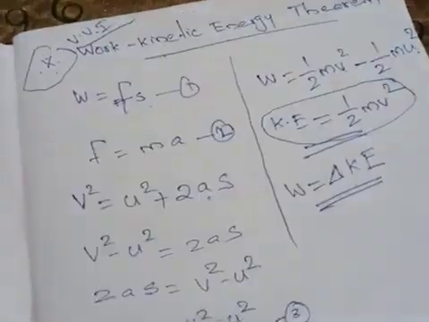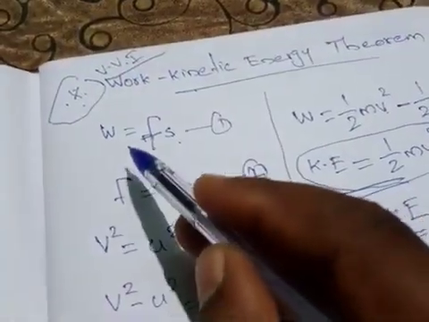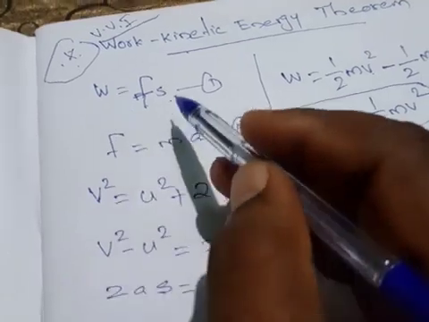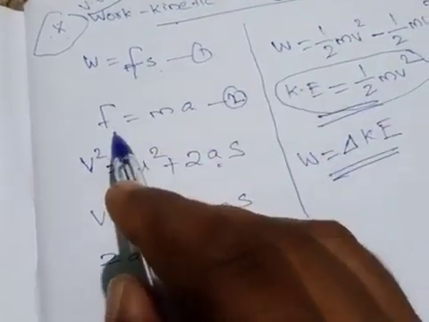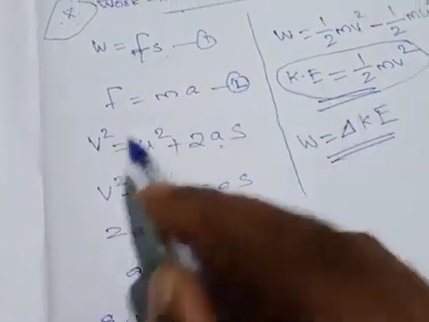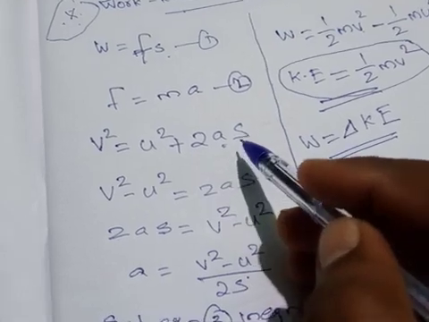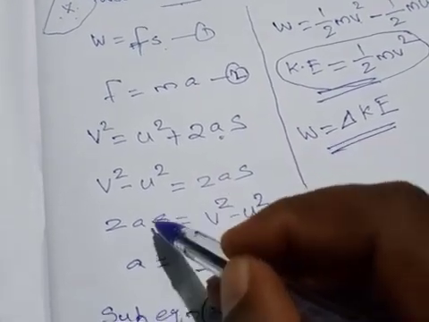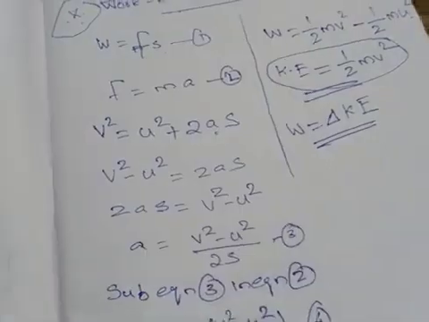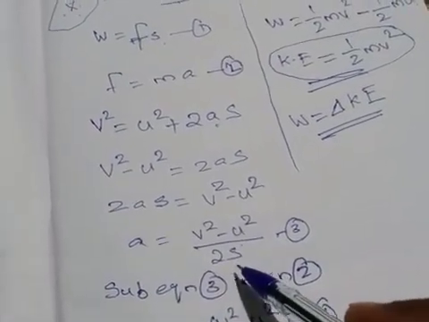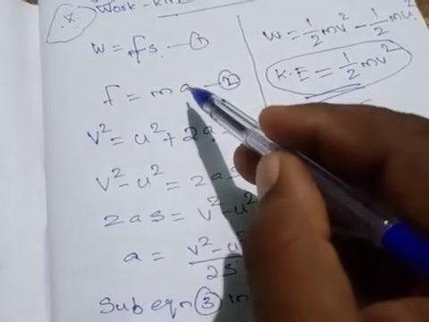Very simple and very important 5 mark. So just go through this. First we have to take work done formula. W equal to Fs. Then F is equal to Ma you have to take. Then we have to take equation of motion. V square is equal to U square plus 2As. From this we need to find out A. So A is equal to V square minus U square by 2S we will get. Now substitute this A value in equation 2. So F is equal to M into V square minus U square by 2S.